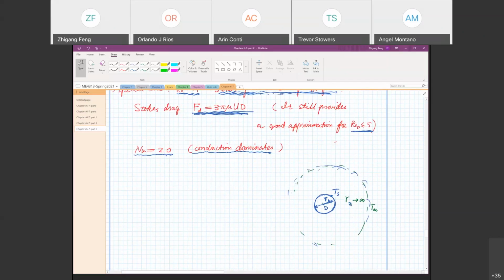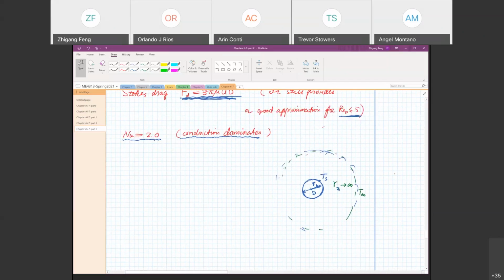Okay. So let's look at the configuration here. We have a sphere, the diameter is d, so the radius, let's call that r1. r1 is equal to half of the diameter, right? And it's placed in a larger flow.